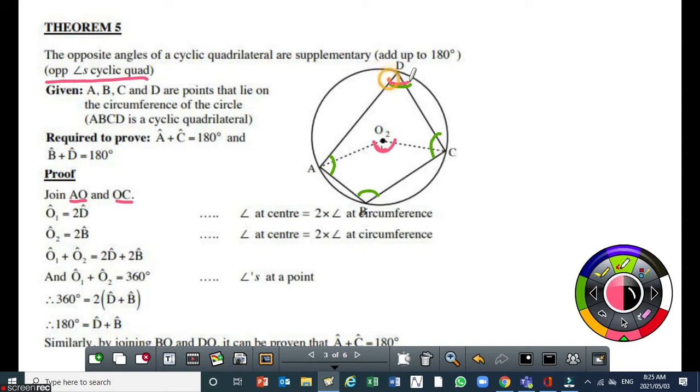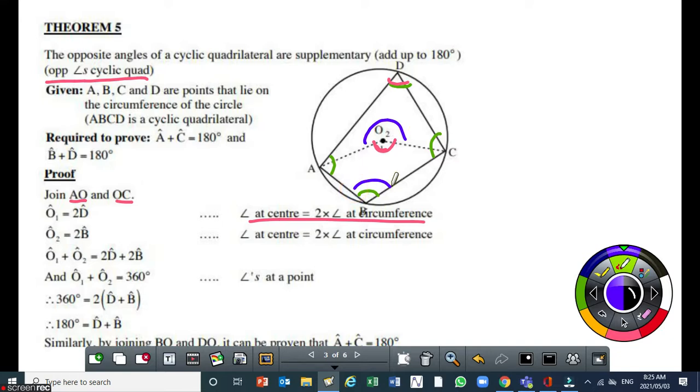It's going to be equal to 2 times angle D, and our reason is theorem 2: the angle at the center is equal to 2 times the angle at the circumference. Also, angle O2 is equal to 2 times angle B. Again, this is a reflex angle at the center, so it's going to be 2 times that angle B.